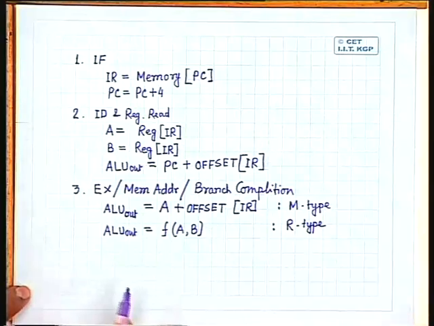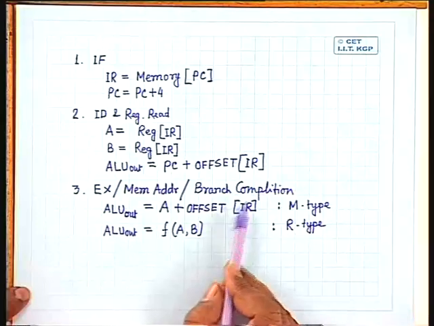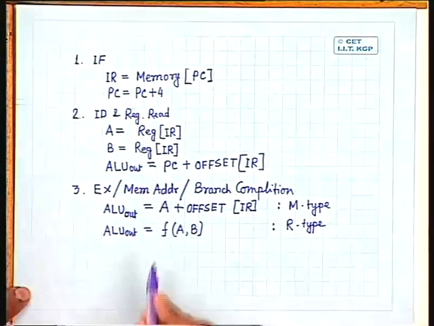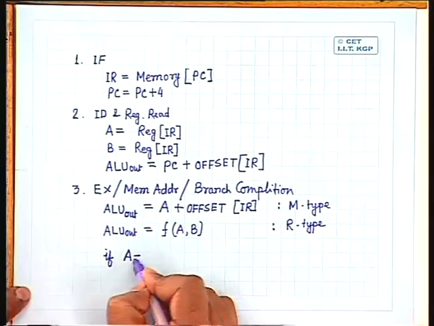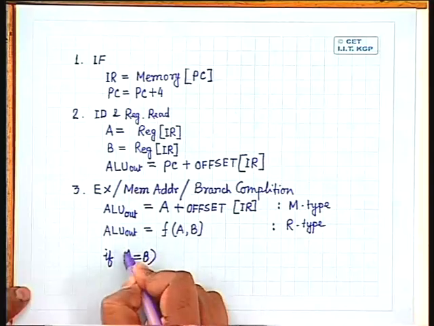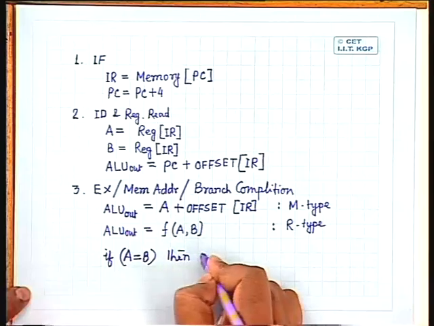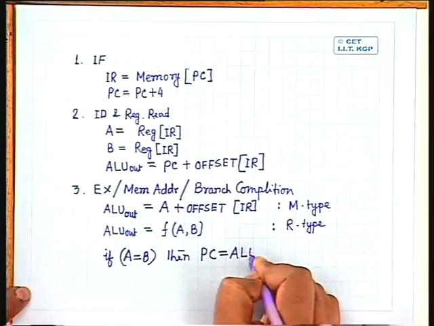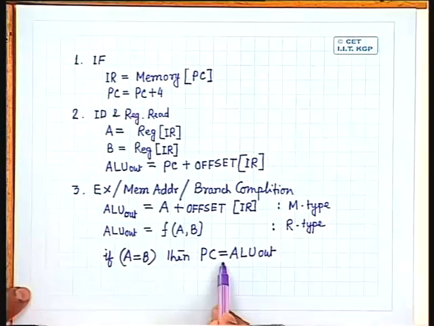Okay. And if the instruction is a branch instruction, in that case the branch output is already available in ALU out from the previous step. So what we will do is simply compare if A is equal to B, then the program counter will get the value of ALU out. And by loading this ALU out into the program counter, your branch instruction execution is complete.